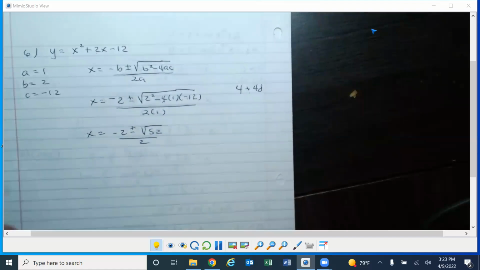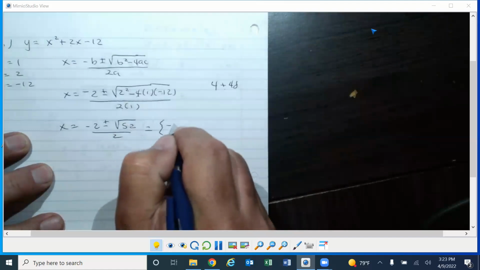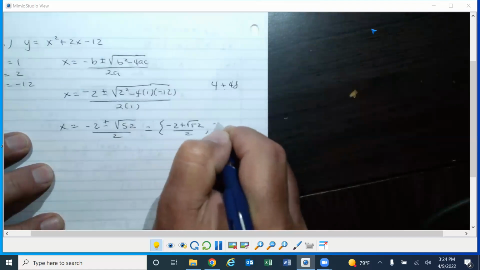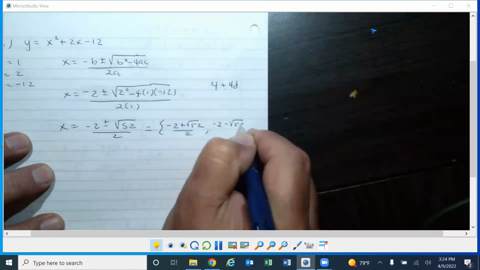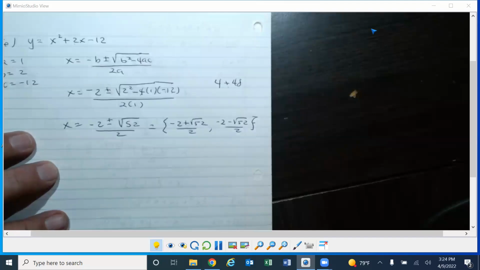Now, again, you could have 2 answers here. One is -2 plus the square root of 52 divided by 2, or -2 minus the square root of 52 divided by 2. And I'm going to show you that so you don't forget: it's -2 plus the square root of 52 over 2, or -2 minus the square root of 52 over 2. Now, this is the unsimplified version, okay?